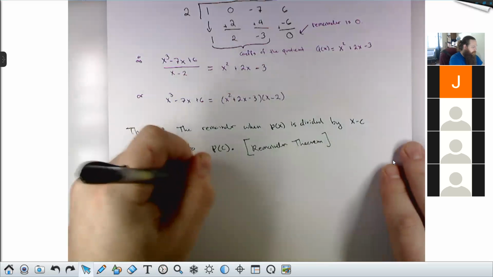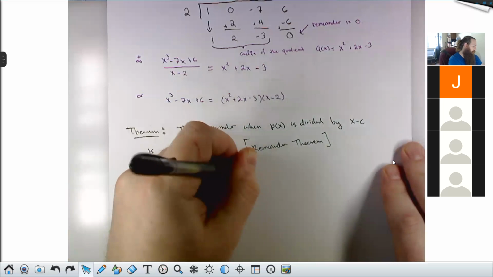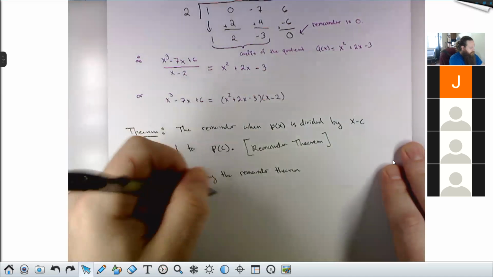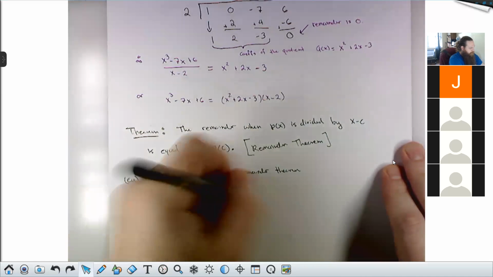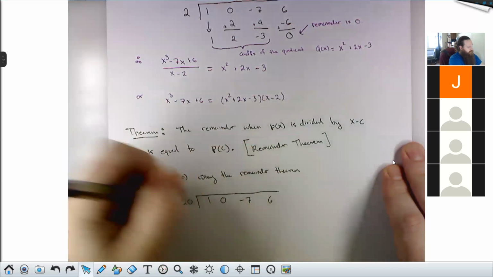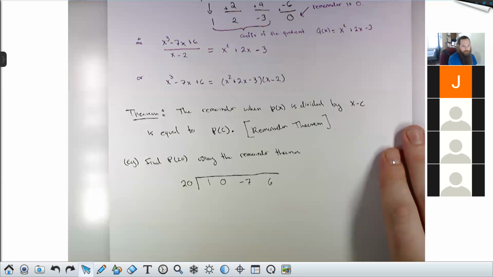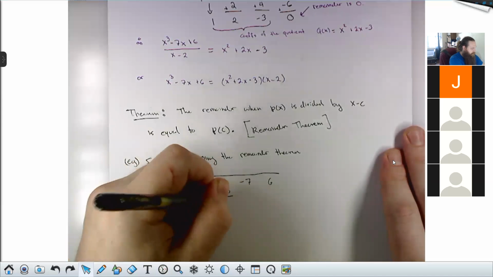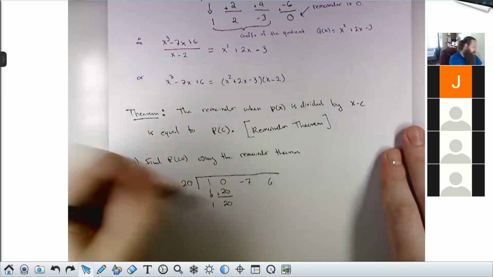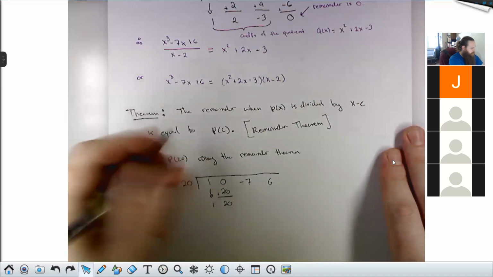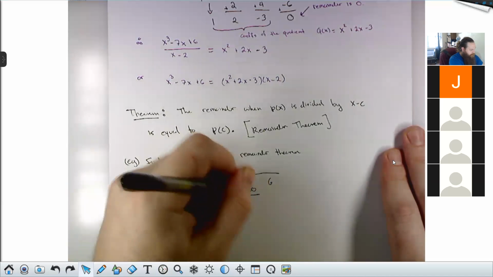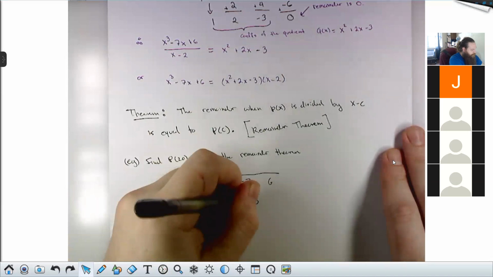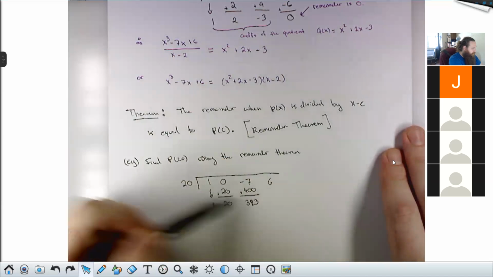So let's find p of 20 using the remainder theorem. That should be the remainder I get when I divide p of x by x minus 20, which is the synthetic division that I've set up here. Bring down the 1, multiply by 20, that's 20. Add these. 20 plus 0 is 20. 20 times 20, oh, I do have to square. Okay, 2 times 2 is 4, 10 times 10 is 100, so this is 400. Add this, 400 minus 7, what is that? That's 393.